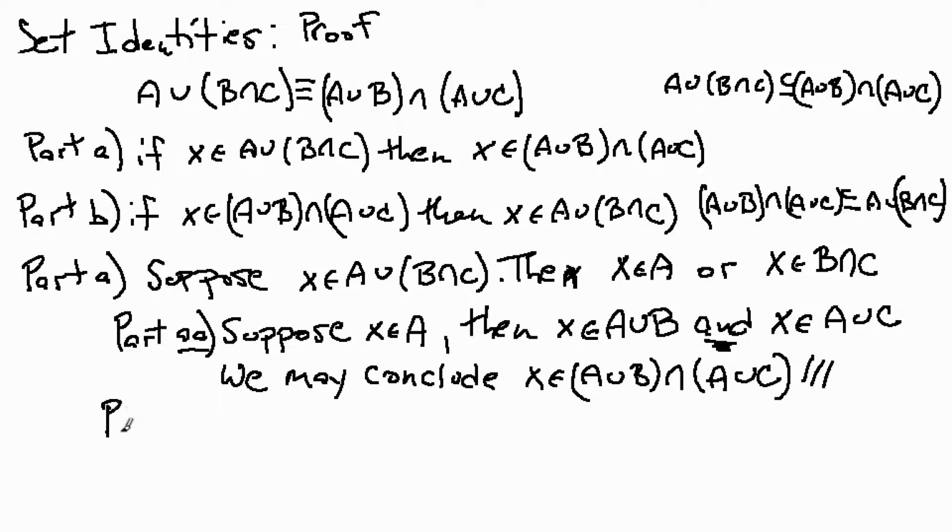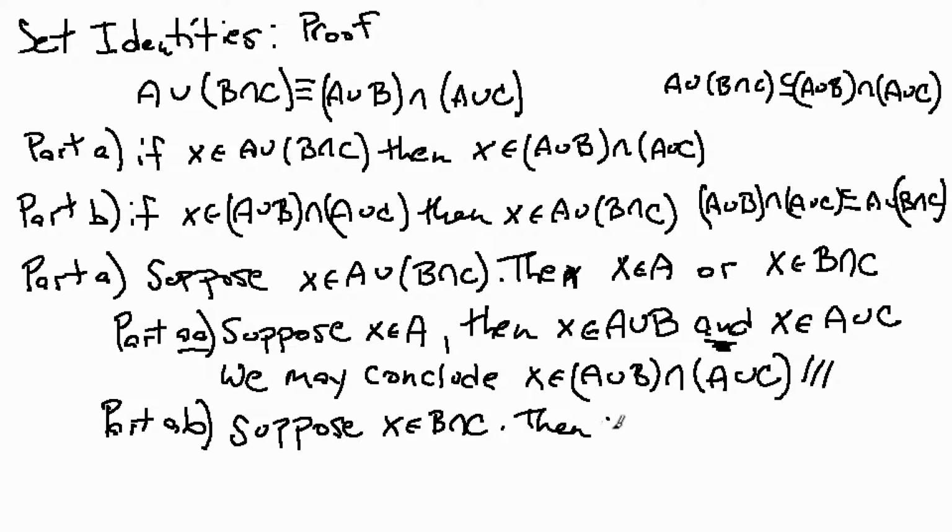Now I'm going to say, suppose the following. Well, remember we said at the top here, part A, if X is in A union B intersection C, then X is in A or X is in B intersection C. Well, we've taken care of the X's contained in A. So part B, I'm going to say, suppose X is contained in B intersection C. Now, if that's true, then X is contained in B and X is contained in C.